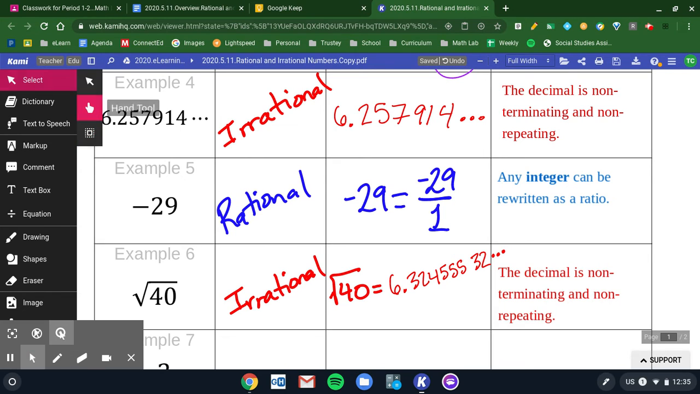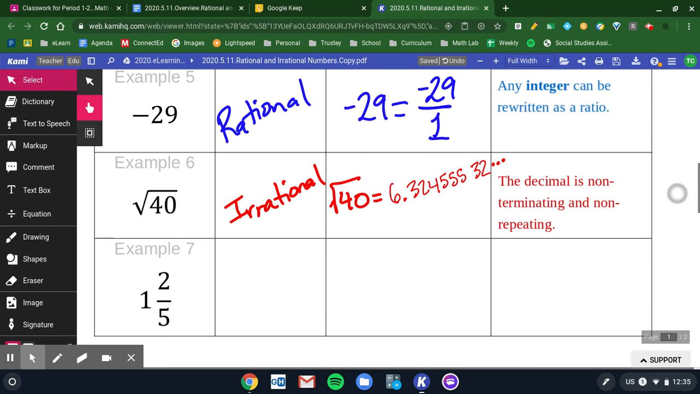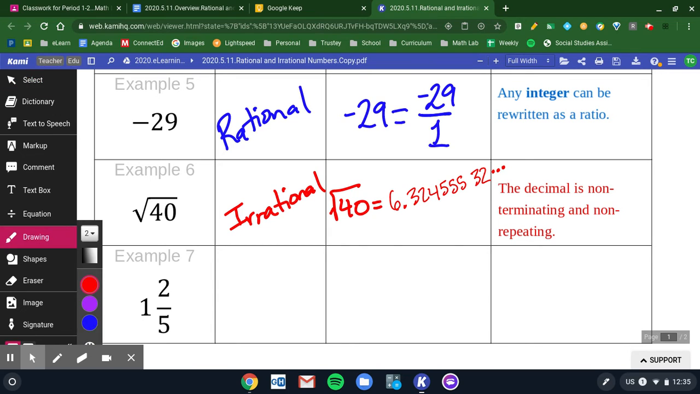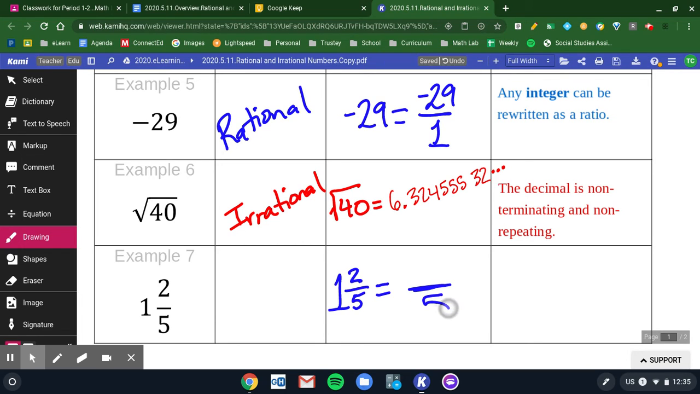Now, as we go on, I should point out that you folks should be finding some similarities and differences. How are all the rational numbers similar? How are all the irrational numbers different to those? Let's take a look at example number 7. In example number 7, we have the number 1 whole and 2/5. Now, that's a mixed number. Can we rewrite it as a ratio, a comparison of two things? You can always change it to an improper fraction, 7 to 5, that's a ratio. So we can know immediately that 1 2/5 is a rational number.